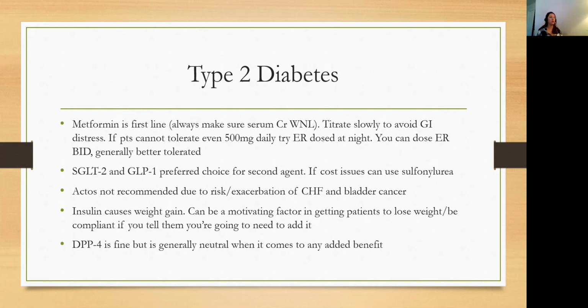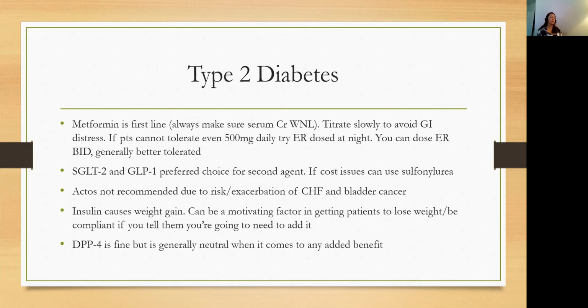We really don't use Actos at all. It's really just not recommended due to risk of CHF or exacerbation of CHF, and also a risk of bladder cancer. So honestly, we just don't even use it. Usually when patients come in on it in the hospital, we just usually end up getting rid of it and replacing it with something else.